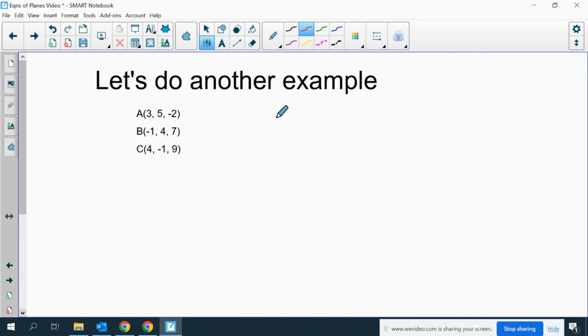Let's do another quick example to find the equation of the plane containing these 3 points. So let's find AB and AC. So vector AB would be negative 4, negative 1, 9. Vector AC would be 1, negative 6, and 11. So you just subtract those values.